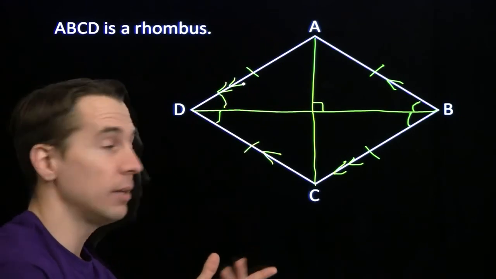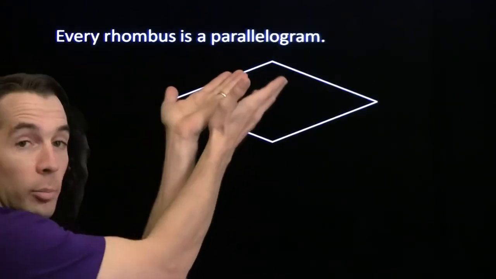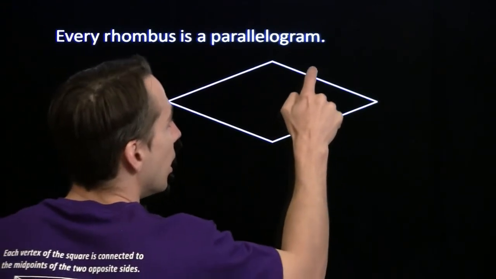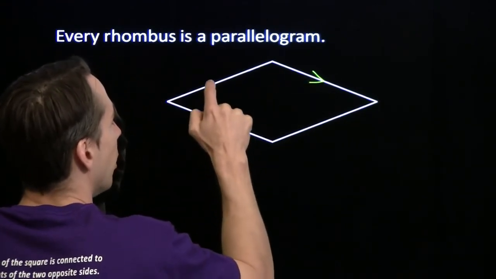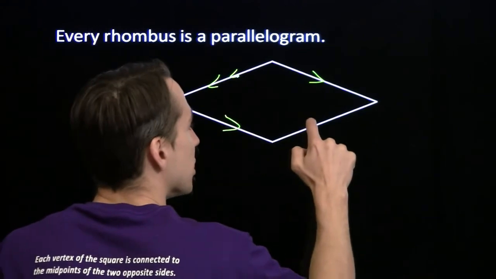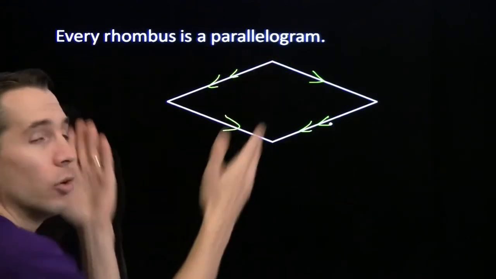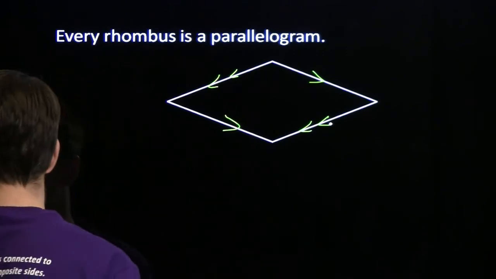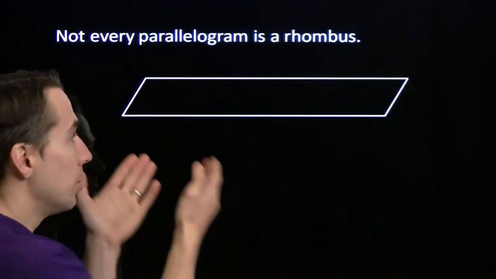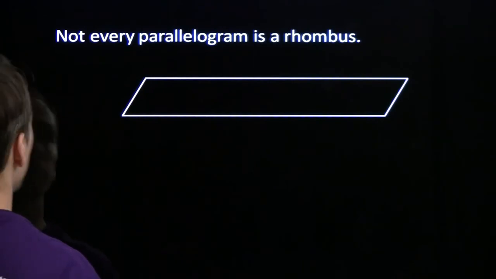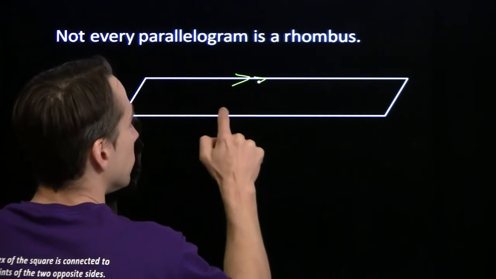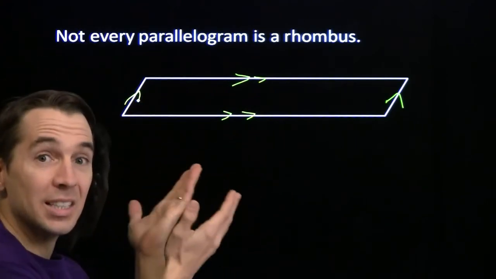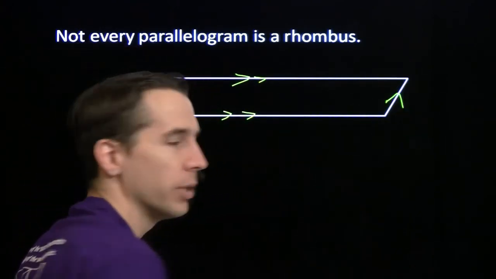We have a special name for that. We call it a parallelogram. Parallelogram, all that means is opposite sides are parallel. And what we just discovered is that every single rhombus is a parallelogram. Now this street doesn't run the other direction. Not every parallelogram is a rhombus. Right here we've got a parallelogram. Opposite sides are parallel. This obviously is not a rhombus. This side does not equal that side.